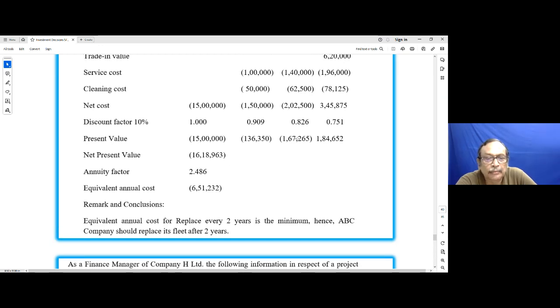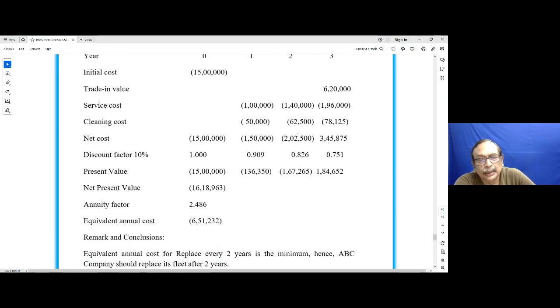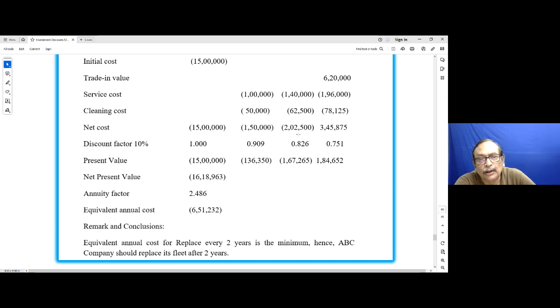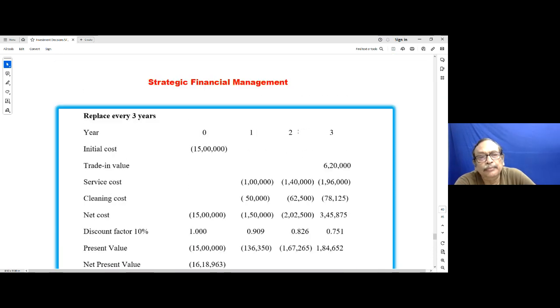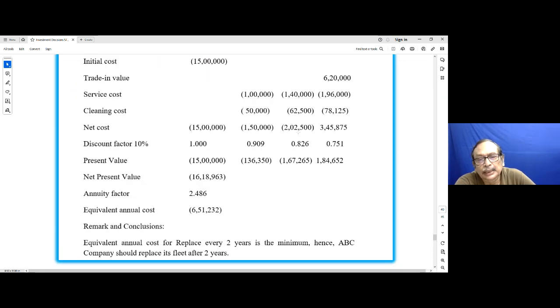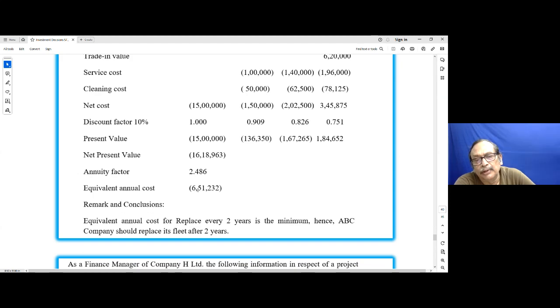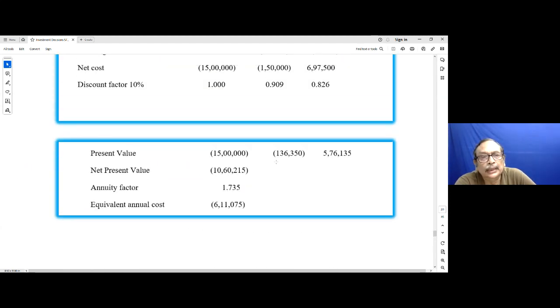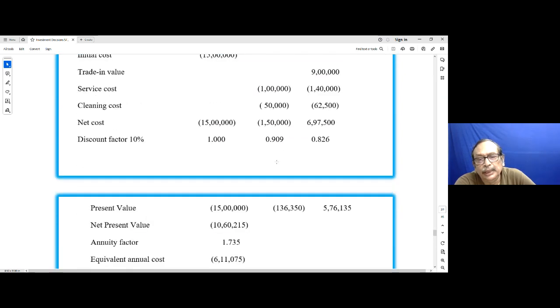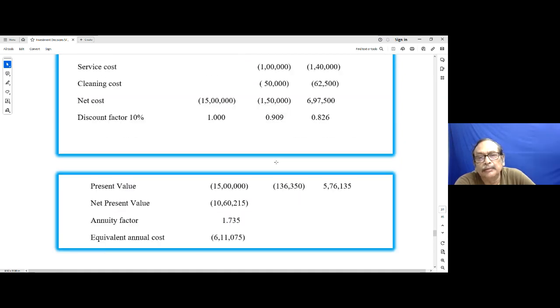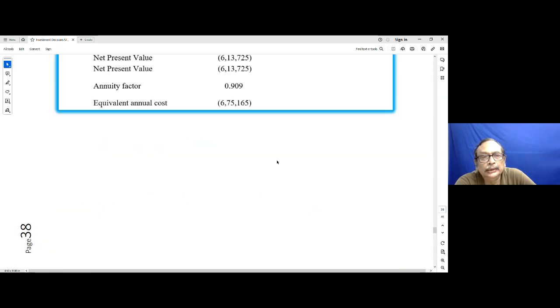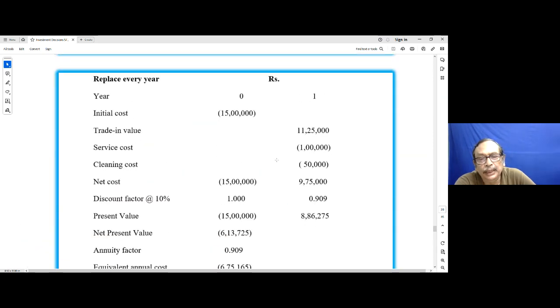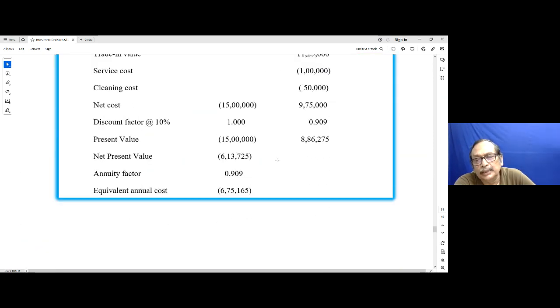Then remark and conclusion, what will be there? That is equivalent annual cost. When replacement is every 3 years, equivalent annual cost is 651,232. When replacement is every 2 years, it is 611,075. And replacement every year, it is 675,165.